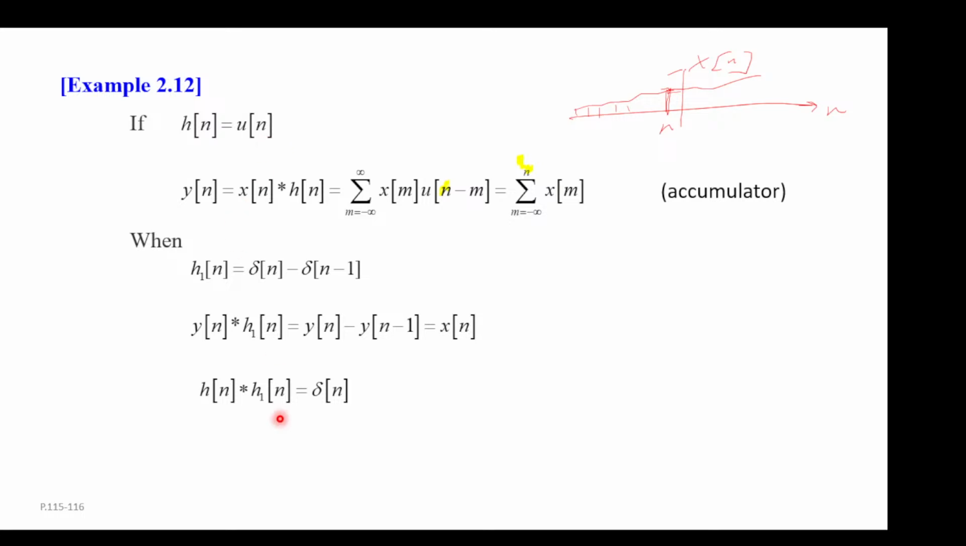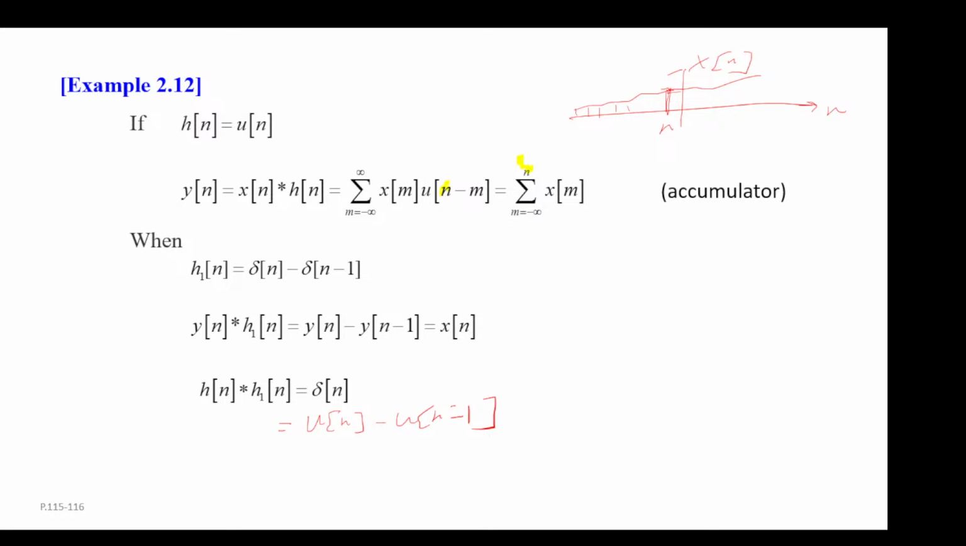And you can also just do the convolution between h and h1, and you see u of n convolved with delta of n minus delta of n minus 1, and that's delta of n, because this is the first difference property of u of n. So I guess I should write the intermediate step here. So u of n convolved with this thing is u of n minus u of n minus 1, and that's delta of n, as we showed in chapter 1.